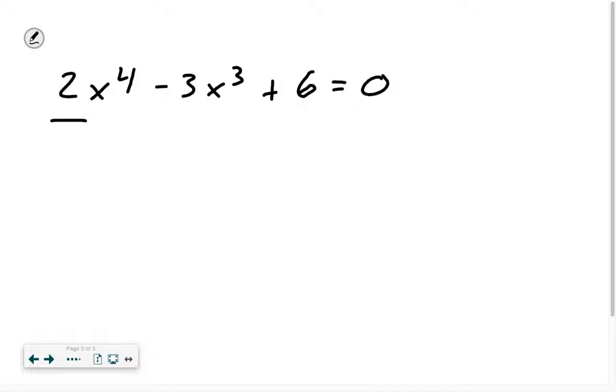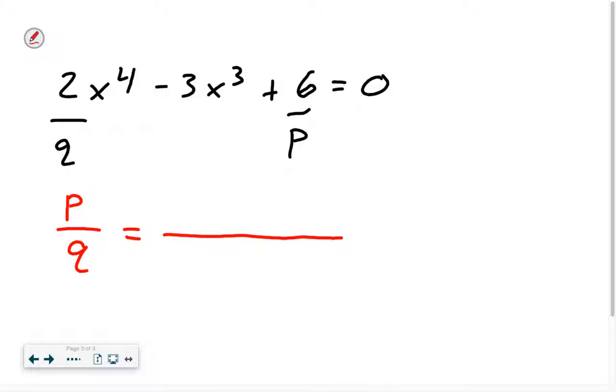But again, let me get this straight. The 2 is our q. The 6 is our p. And we want to come up with the list of p over q. So let's list the factors of p since that's our numerator. 1, 2, 3, 6. And the factors of q? 1 and 2.